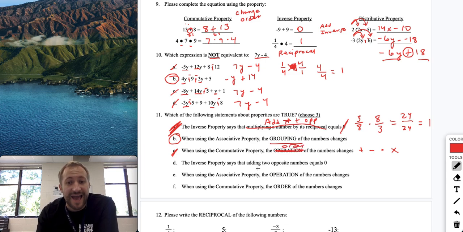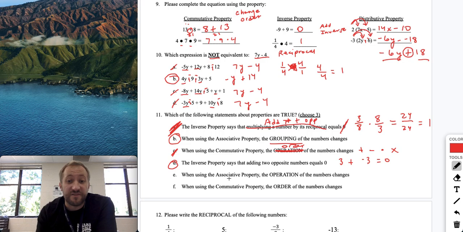The inverse property says that adding two opposite numbers equals 0. Oh, hey, that's actually exactly right, because we've learned that since the first week of school. The additive inverse is like 3 plus -3, and that does give me 0. That's right. Look at the next one.